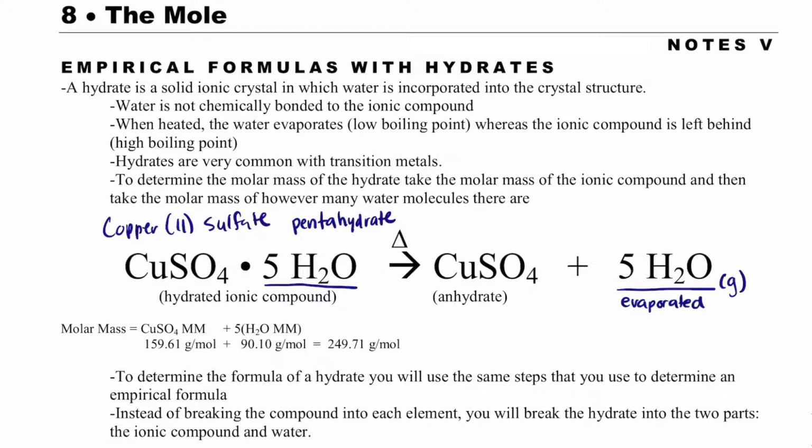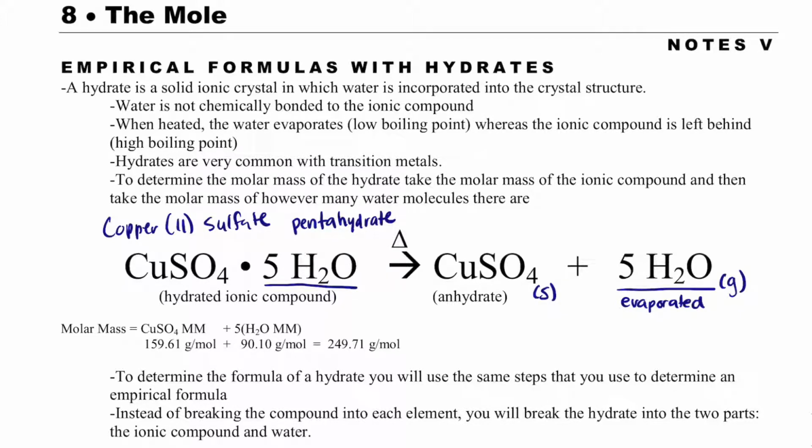And what will be left is just copper sulfate, and that's an ionic solid. Ionic compounds have very, very high boiling points, and so we're not even going to get the copper sulfate to melt, even at 700 degrees.